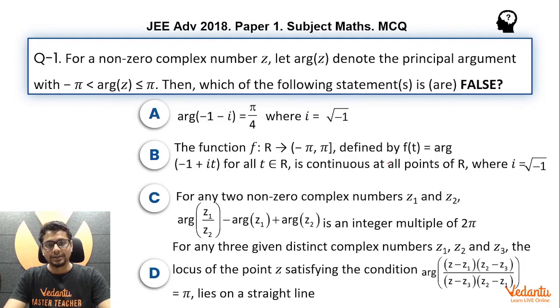the argument. Coming for the third one first, for any two non-zero complex numbers z1 and z2, argument of z1 by z2 minus argument of z1 plus argument of z2 is an integer multiple of 2 pi. That's true. Yeah, so A is false, so this is my answer.